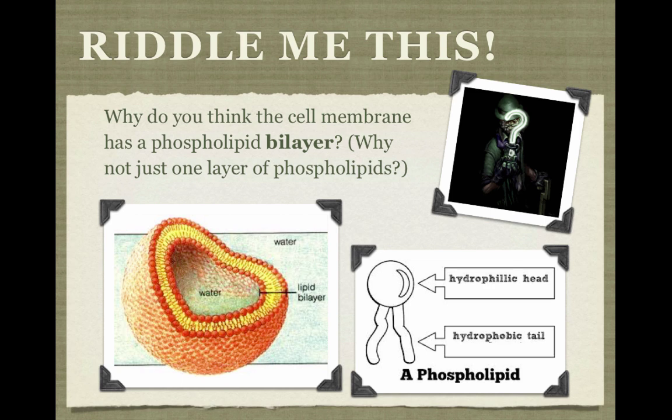So here's a question for you that I will ask tomorrow in class. Why do you think that the cell membrane has a phospholipid bilayer? As in, why is it not just one layer of phospholipids? If you're looking at the image below, the cell membrane is made up of that phospholipid bilayer, and each phospholipid consists of a hydrophilic head and a hydrophobic tail. So think about what the answer could be, and we will discuss that further in class tomorrow.